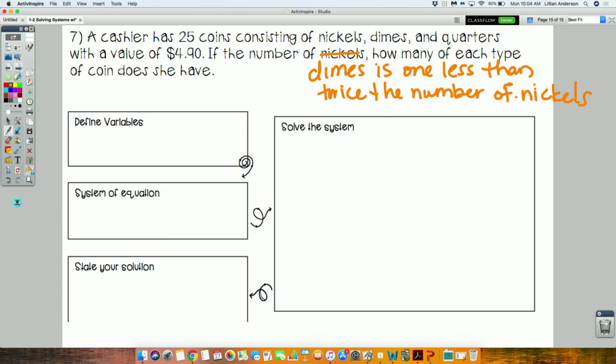How many of each type of coin does she have? What are our variables here? D equals 2n minus 1. Well, you gave me an equation, I want my variables first. Nickels, dimes, and quarters. Yes, we've got nickels, dimes, and quarters, so 3 different variables here. TJ, you already gave me one equation: D equals 2n minus 1, because it says the number of dimes is 1 less than twice the number of nickels. So that's one of my equations. Very good. But I need some other equations here too. What do you think?